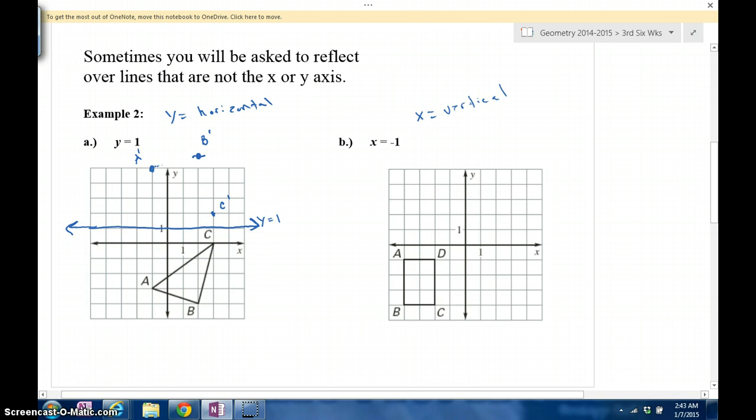And then we have that reflection like so. Now we have x equals negative 1, so it's going to be a vertical line through the negative 1 coordinate, which is here. Let's make it straighter.